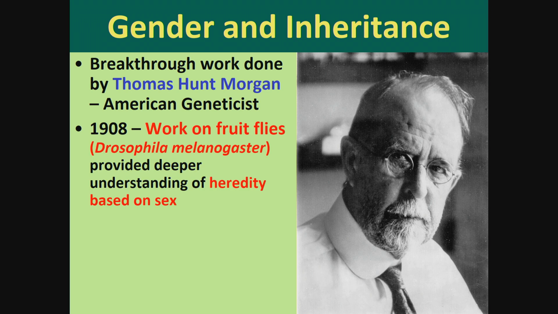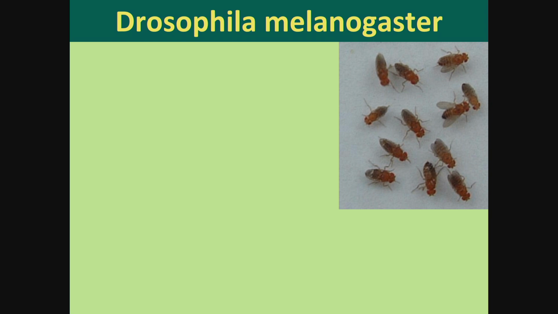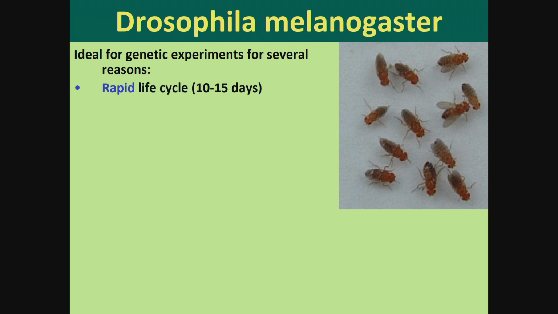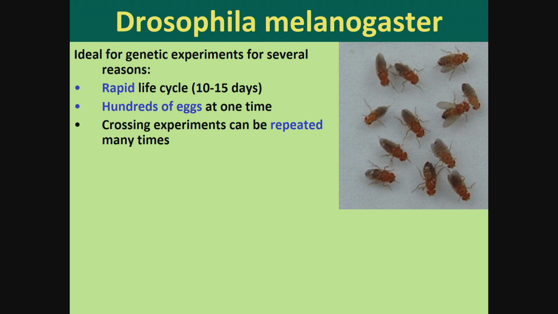Thomas Hunt Morgan studied fruit flies, and he found a deeper understanding of heredity based on sex. He studied Drosophila melanogaster, or fruit flies, for several reasons. They have a rapid life cycle. They only live 10 to 15 days. They lay hundreds of eggs at one time.